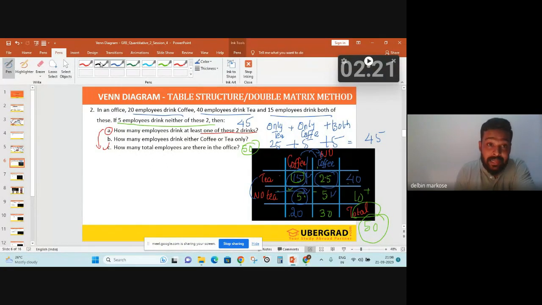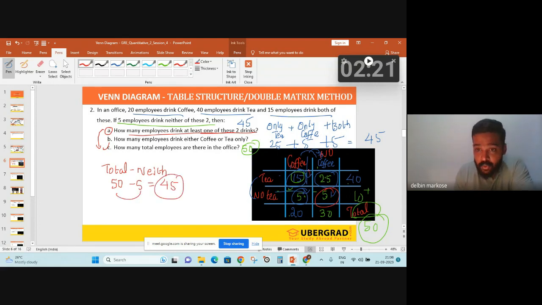Okay. Now, in another way, you can think like this. At least one drink means you can think like this: total minus neither. So you get all the categories, right? Total was 50, minus what's the neither category? 50 minus 5, 45. What is the meaning? If I subtract neither from total, you are getting all the other 3 categories. This category plus this category plus this category. You can do it manually.